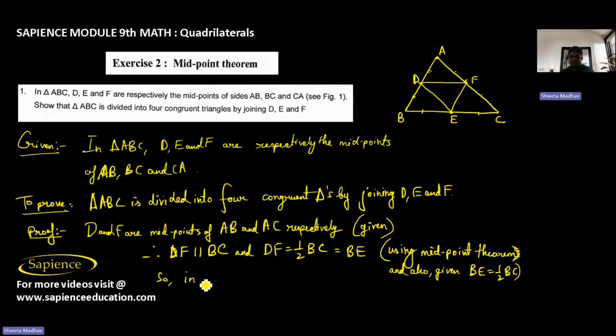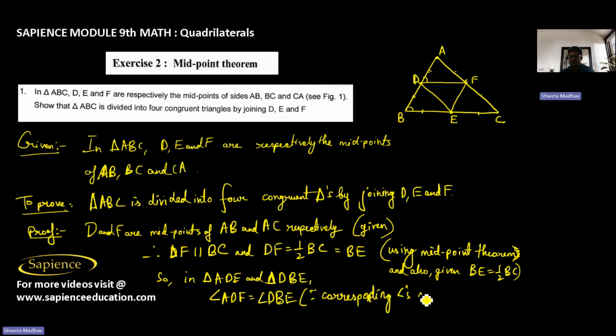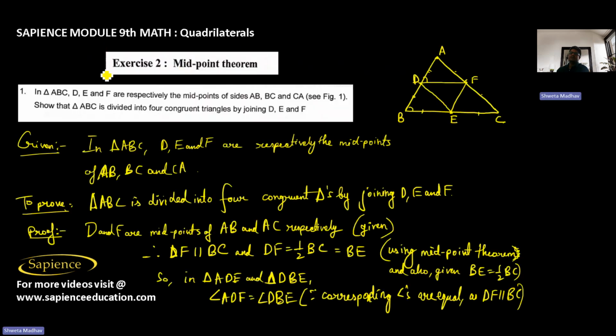So now you can say that in triangle ADF and triangle DBE, angle ADF equals angle DBE, since corresponding angles are equal, as here DF is parallel to BC. And also AD equals BD.